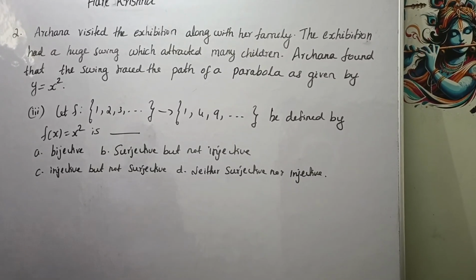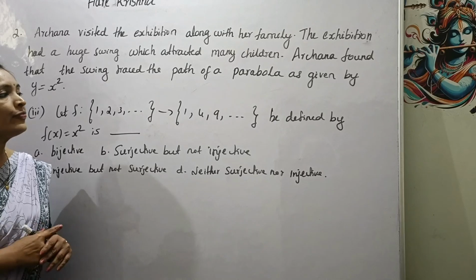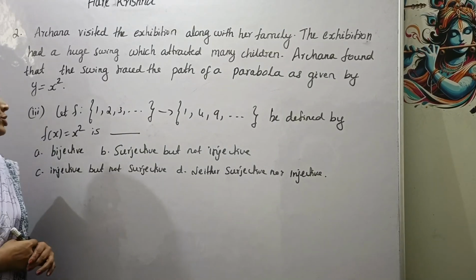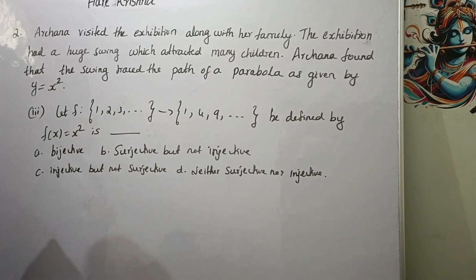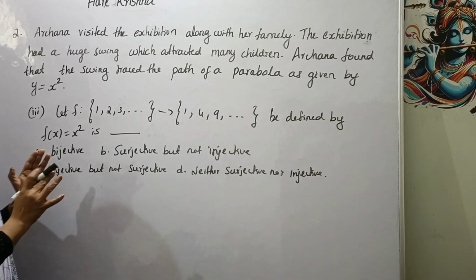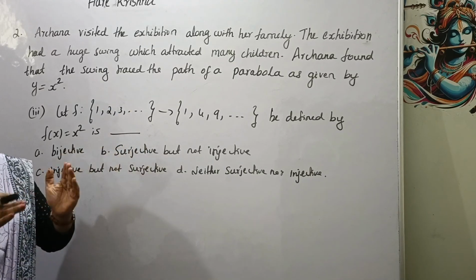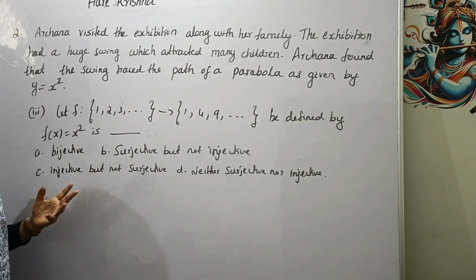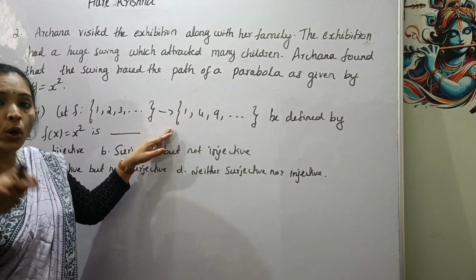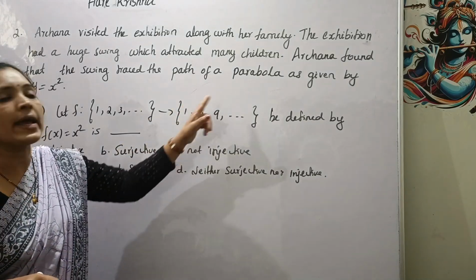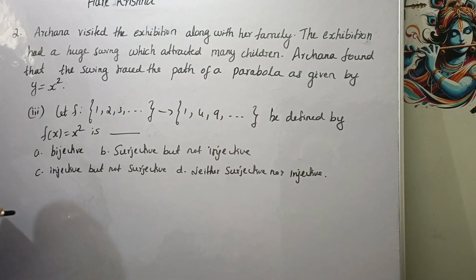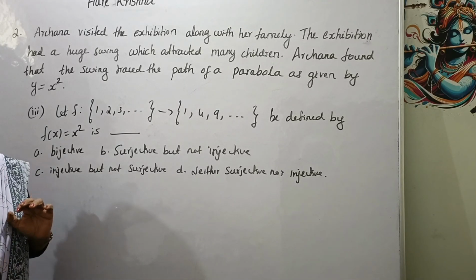Next question. Let f from 1, 2, 3, etc. to the set 1, 4, 9, etc. be defined by f of x is equal to x square is dash. So, here the domain is the set 1, 2, 3, 4, 5, etc. Okay, that is the set of natural numbers. And the codomain is 1, 4, 9, etc. So, here let's check whether it is one-one and onto.